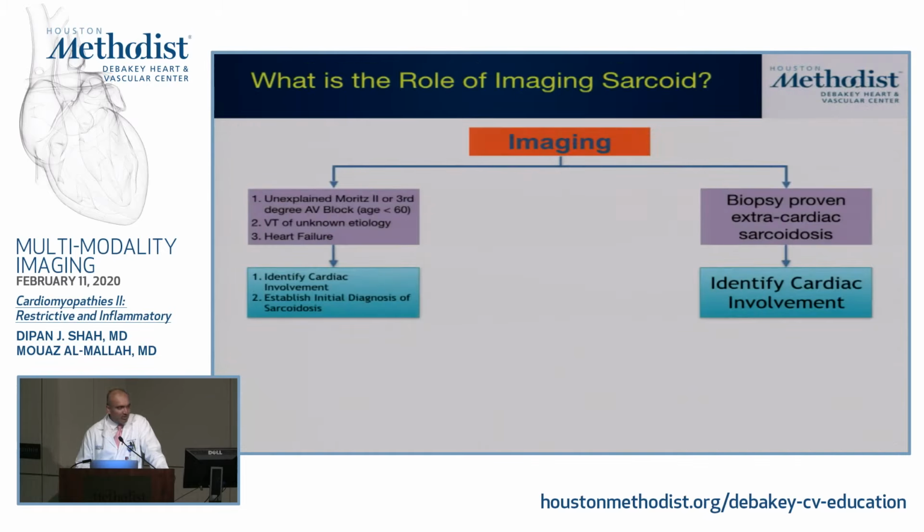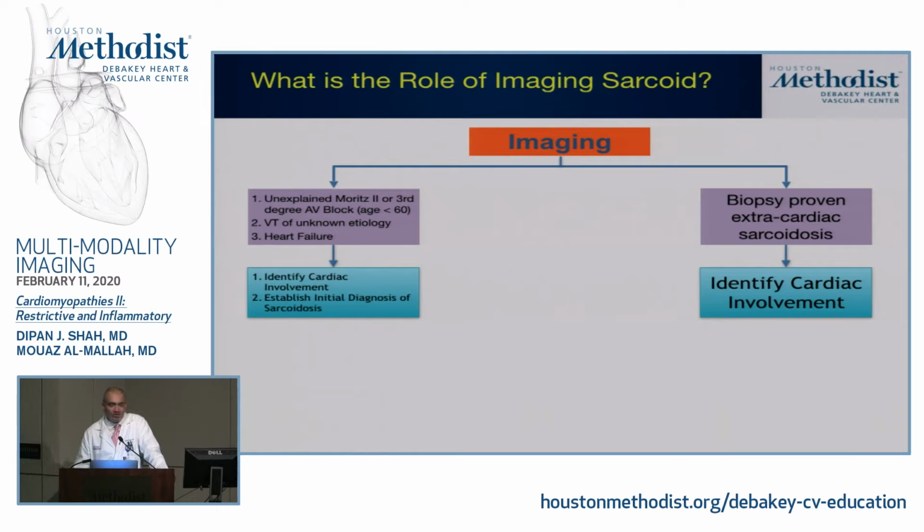And so really I think it brings us back to, in the clinical setting, how is it that we're going to interface with cardiac sarcoid in the MRI lab? And I think there are two pathways. One is in those patients who have known extracardiac sarcoid, where they're getting referred for imaging to try to find cardiac involvement.